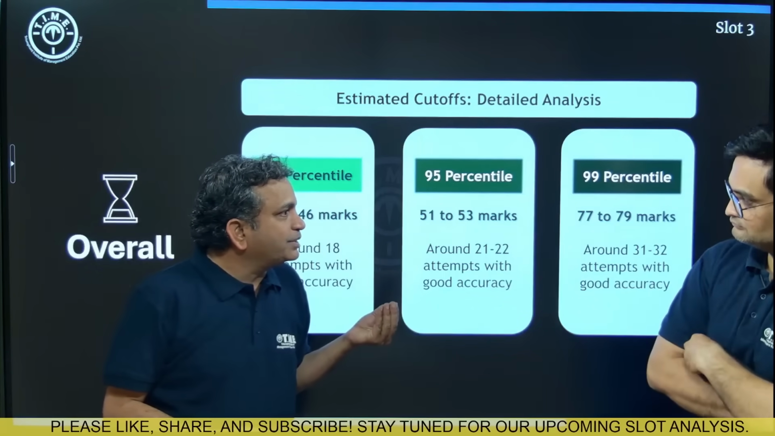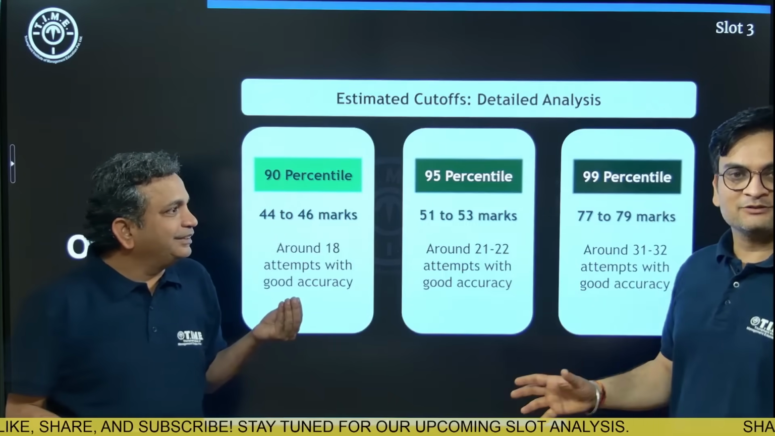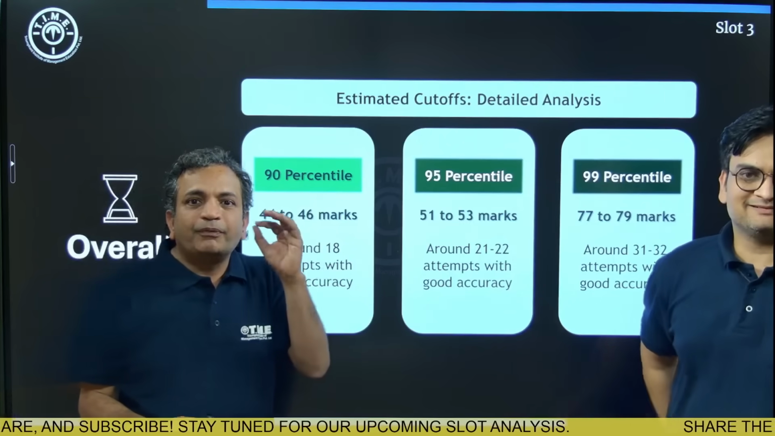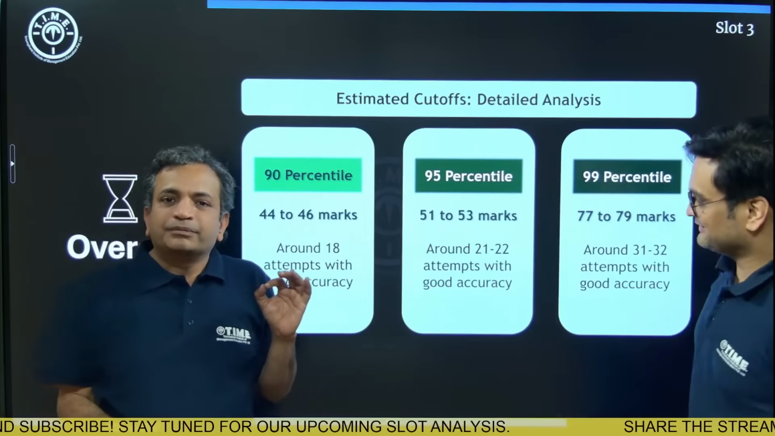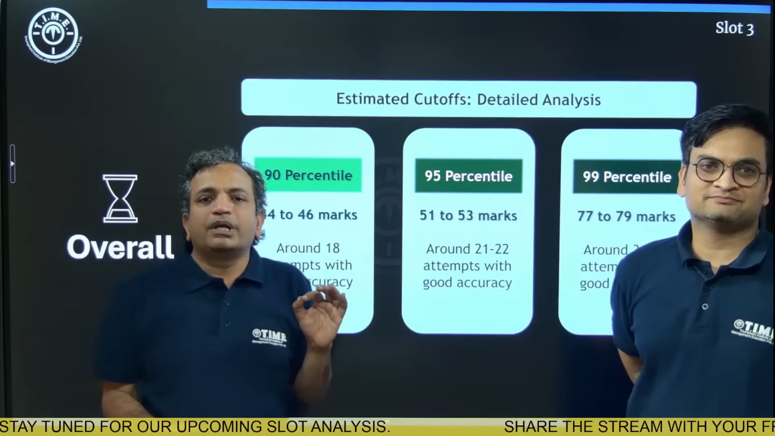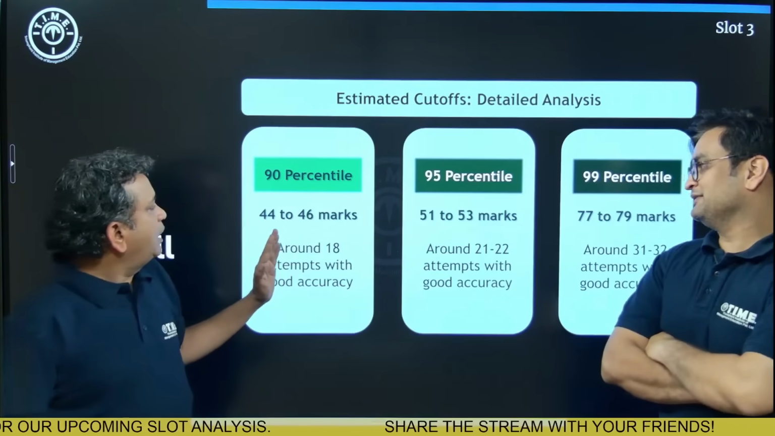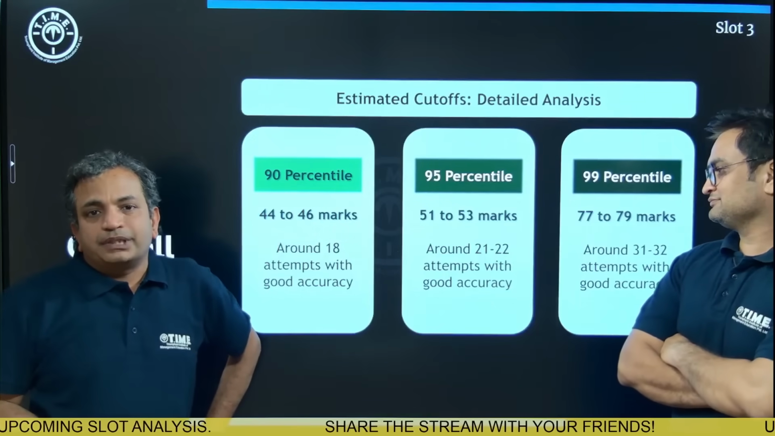Abhishek sir, please tell us what percent 18 out of 68 is? Probably around 25-30%. One third of the paper. Around one third of the paper is what would get you up to 90 percentile.